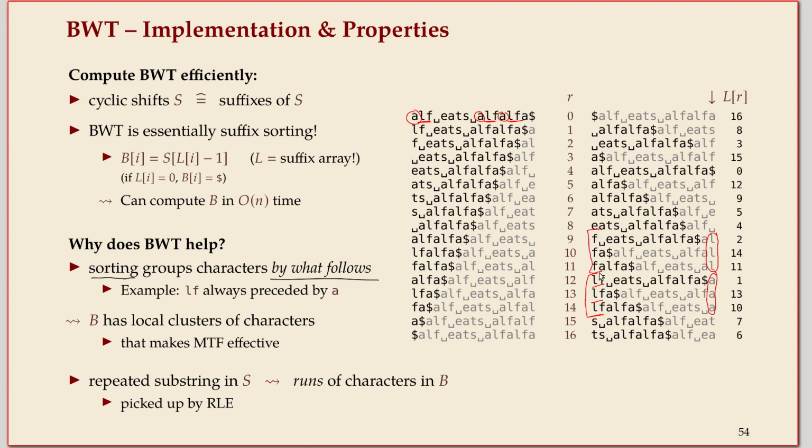Right, again, so there's a common context, which is the same as here. We have 3 occurrences of alf, and that means we also have 3 occurrences of lf. Okay, that's for why the BWT will have runs of A.